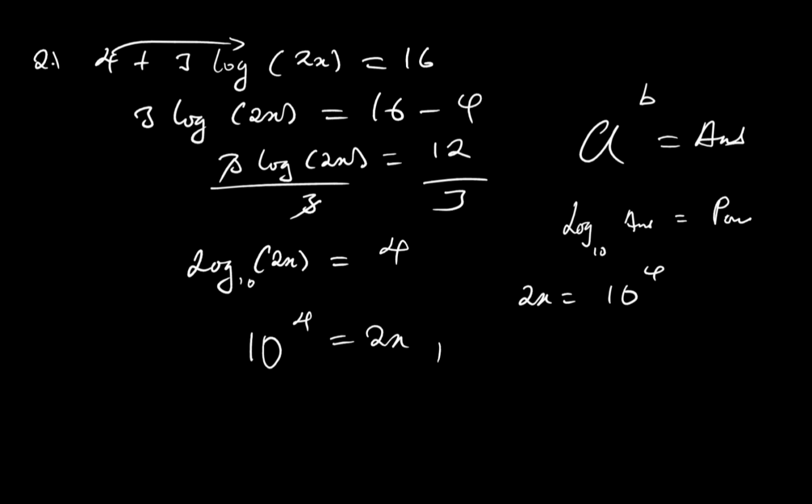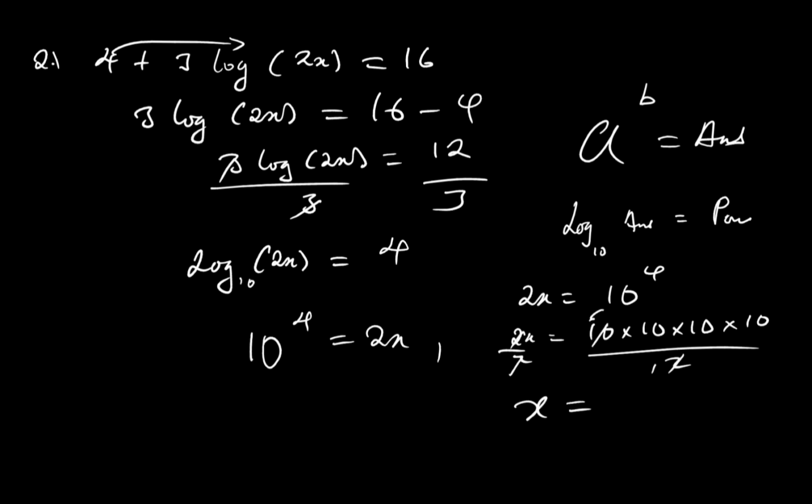So we know 10 to the power 4 is 10 times 10 times 10 times 10, then divide by 2, and I have my x being equal to 5,000. And that's the value of x.